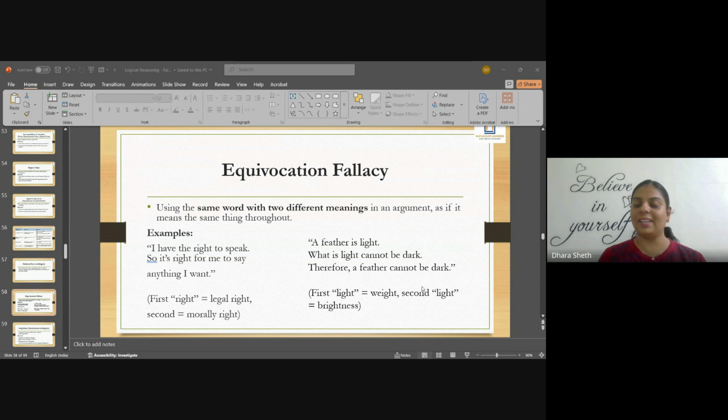Second example, a feather is light. What is light cannot be dark, therefore a feather cannot be dark. In the first sentence, light talks about light versus heavy. It talks about weight. In the second statement, light versus dark talks about brightness. So using the same word but in a different meaning, that is equivocation fallacy. Take a second to read and understand.